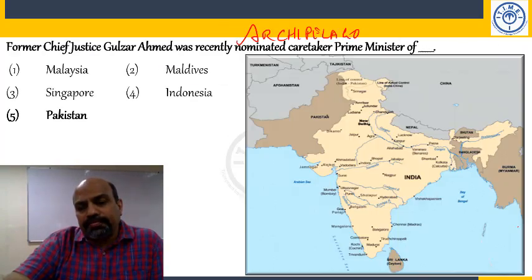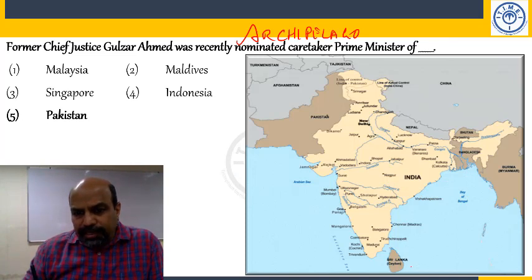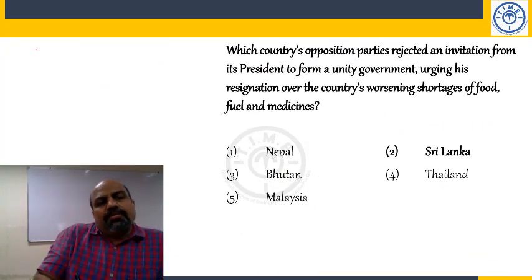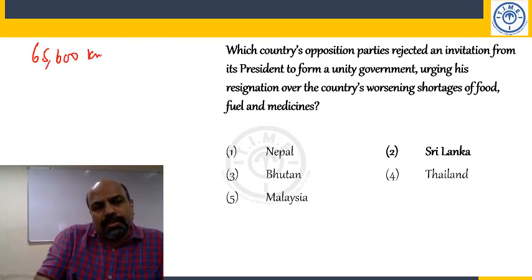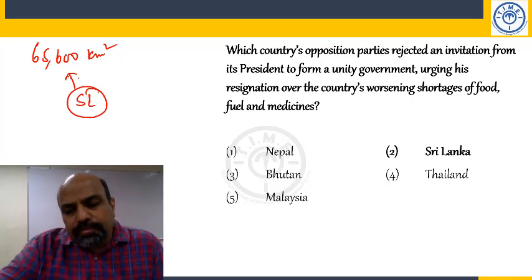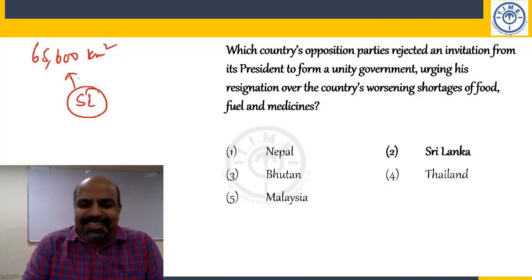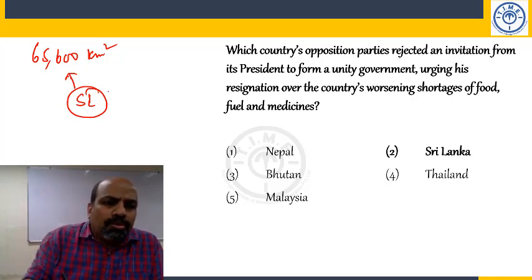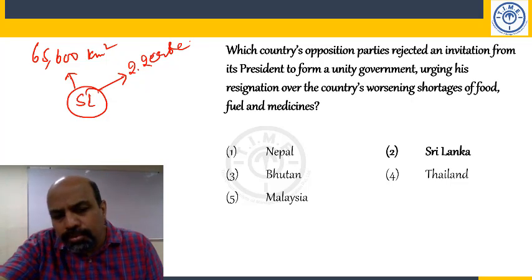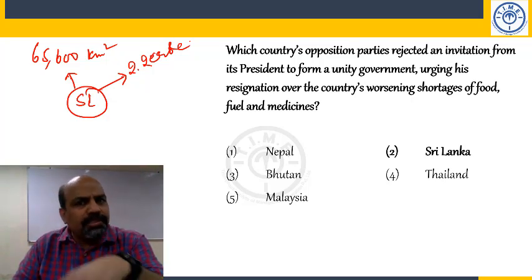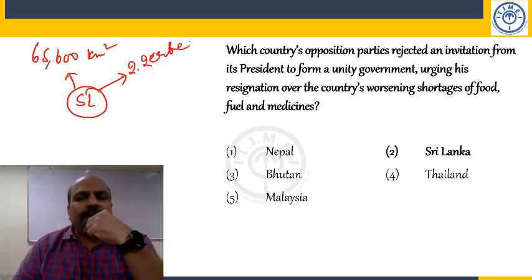Before that, let me tell you about Sri Lanka. Where is Sri Lanka? Just look at this map. It's a tiny country. Sri Lanka is about 65,600 square kilometers. I don't want you to remember this, but it's easy to remember, the round figure. Population about 2.2 crore. It's actually a little over 2 crore, but it's okay. This is a country that gained independence in 1948 from the British. It was a part of the British Empire.